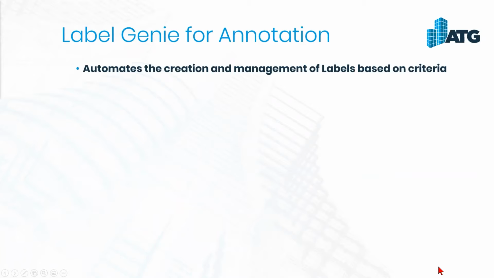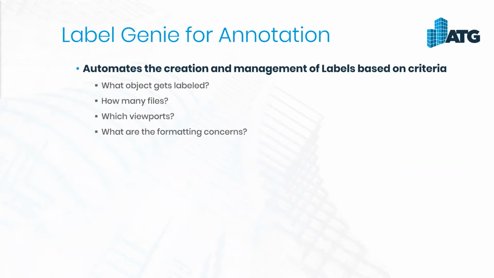Label Genie's job is to automate the creation and the management of your labels based on certain logic and criteria. So we're asking ourselves, what object gets the label? How many files are we trying to apply these labels across? Do we have specific viewports we want those labels to go in and be associated with? What do we want for the formatting? Justification, size, offsets, or sorry, layer control, things like that, all manageable within Label Genie.